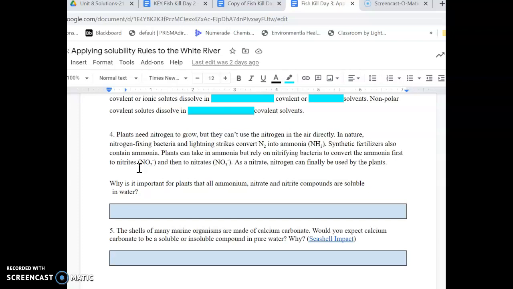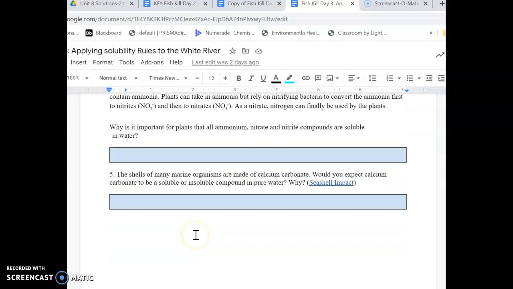Why is it important for plants that all ammonia, nitrate, and nitrite compounds are soluble in water? If they weren't soluble in water, think about how plants take in nutrients. Do plants eat things? Do they just breathe it in? Why is it important that it is soluble in water?